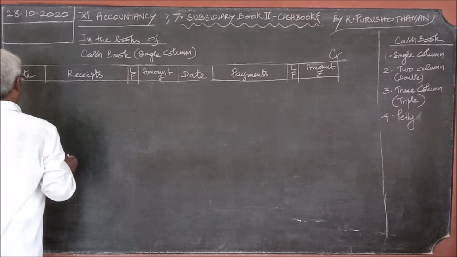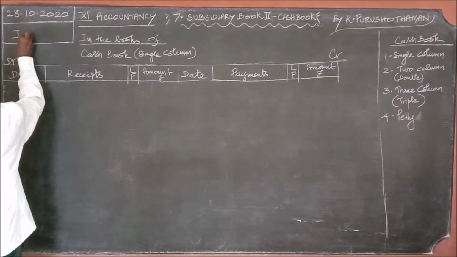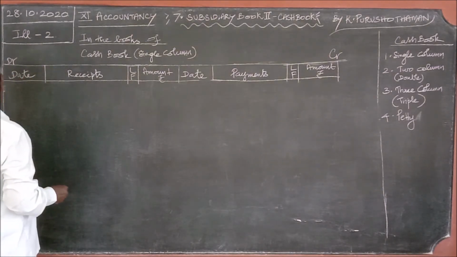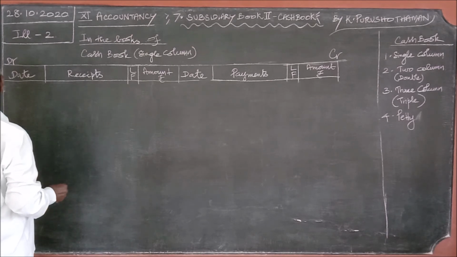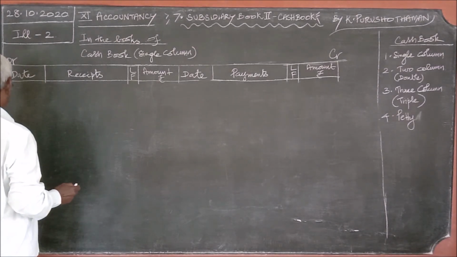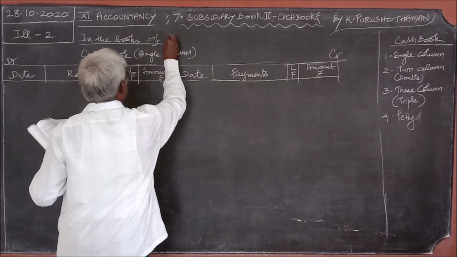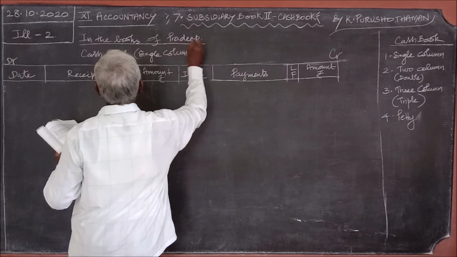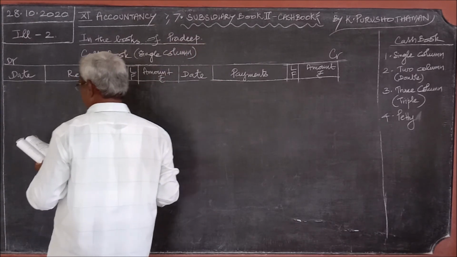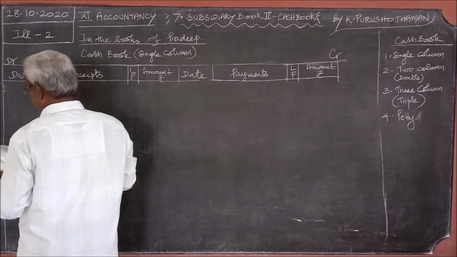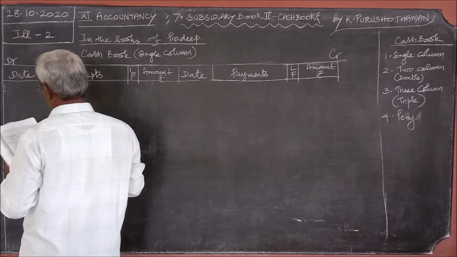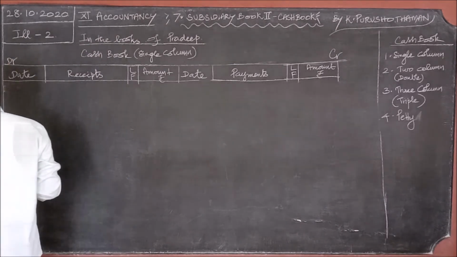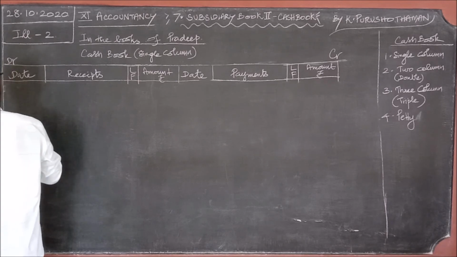You shall see now illustration 2. The problem is: enter the following transactions in a single column cash book of Pradeep. Cash book, single column. Right. We shall start doing that. It is 2017 April. Before that, we keep the columns ready.